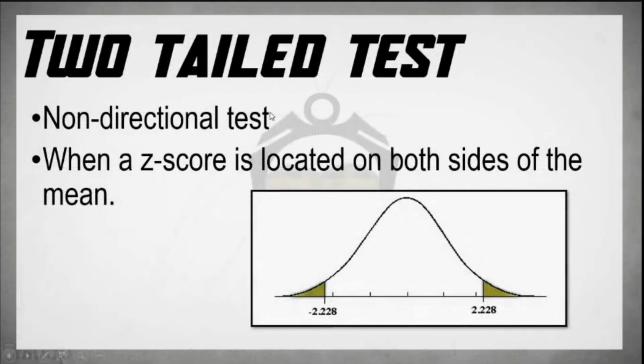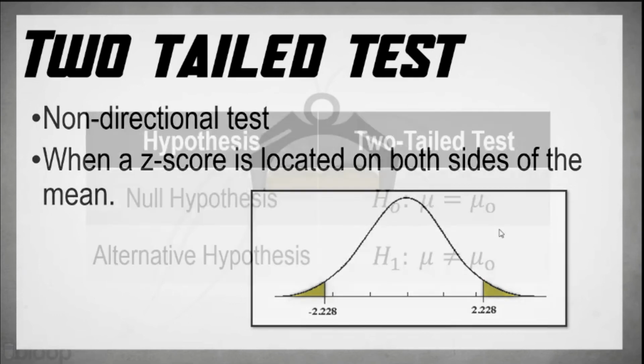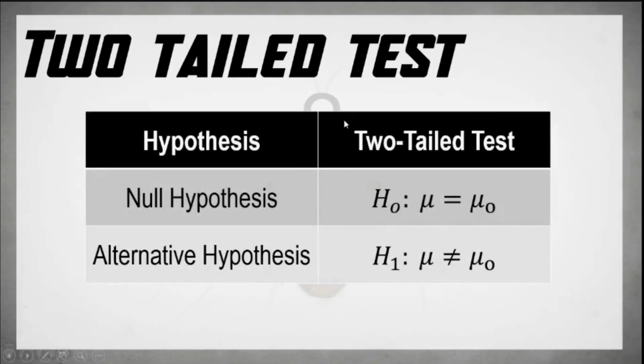Now, we have the two-tailed test. When we have the two-tailed test, it's a non-directional test. When the z-score is located on both sides of the mean. Ibig sabihin, ganito siya, dalawa yung shaded part niya, left and right sides. Okay? So, dito we'll have rejection regions on both sides or both tails of the normal curve, right?